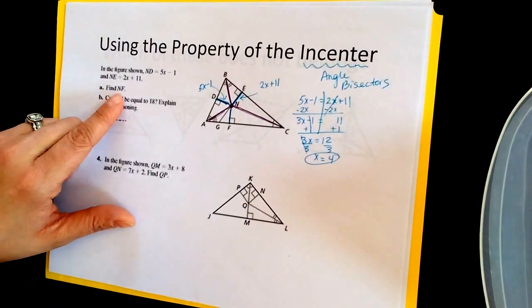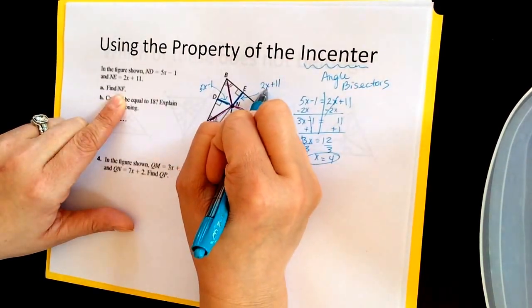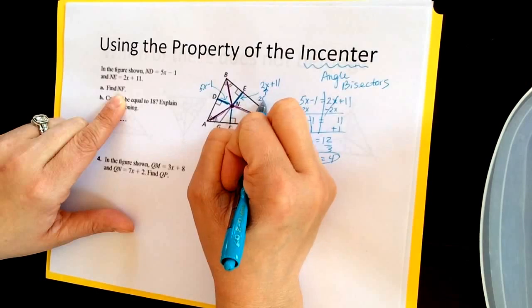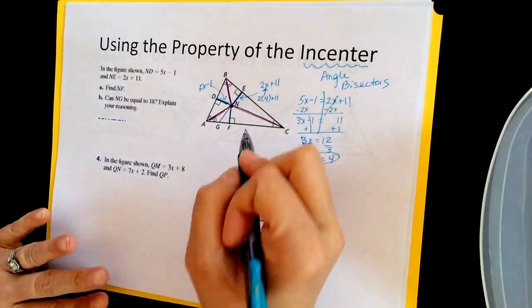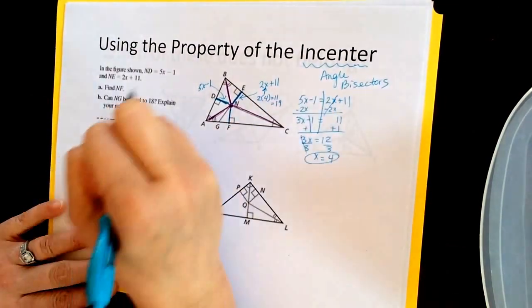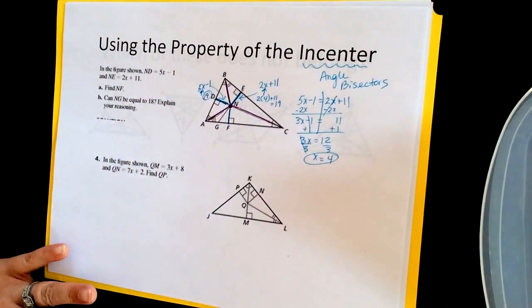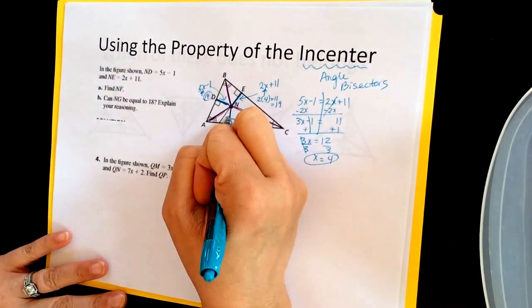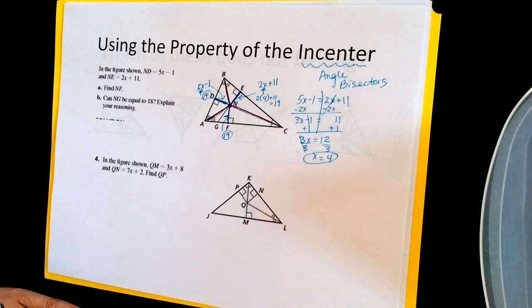When they ask me to find the length of NF, I have to use that value, come up here and plug it in, and see that the length of NE is actually 19. And actually, if you plug the 4 in over here, you'll also get 19 because they're supposed to be equidistant. Therefore, we know that NF should be the same, so it would have to be 19 also.